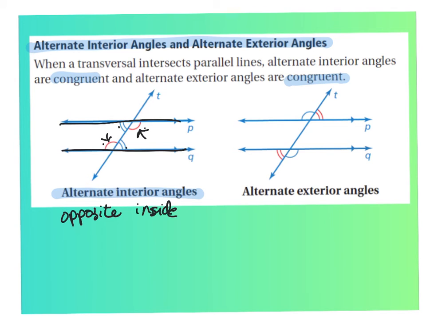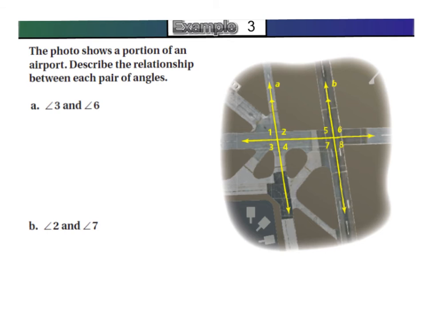Same thing with alternate exterior. Alternate means opposite. Exterior means outside. So this is outside of the parallel lines. So we have opposite sides of the transversal, outside of the parallel lines. And those are congruent as well. So the photo shows a portion of the airport. Describe the relationship between each pair of angles.